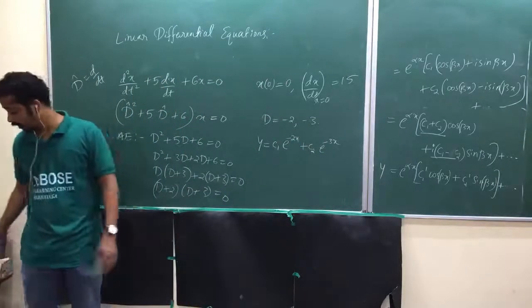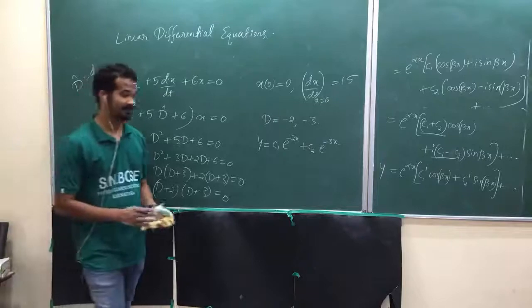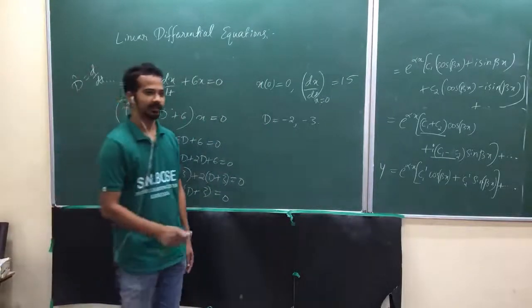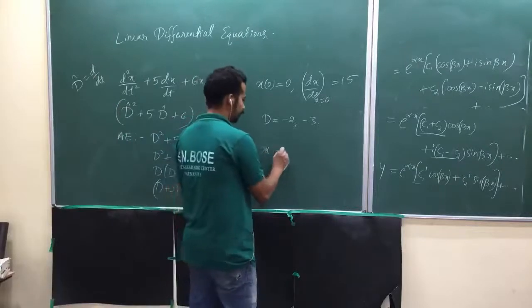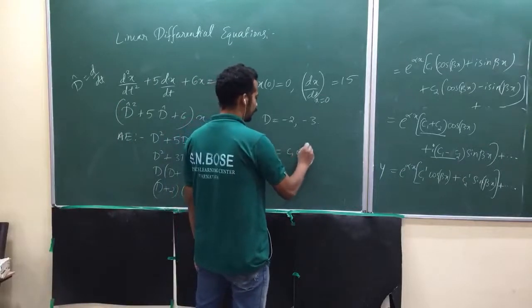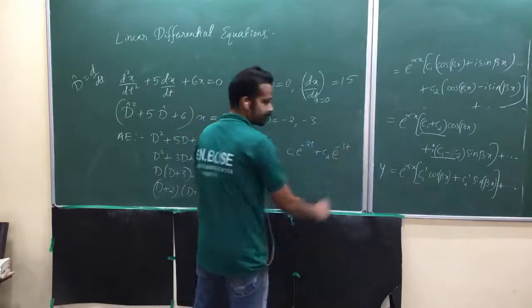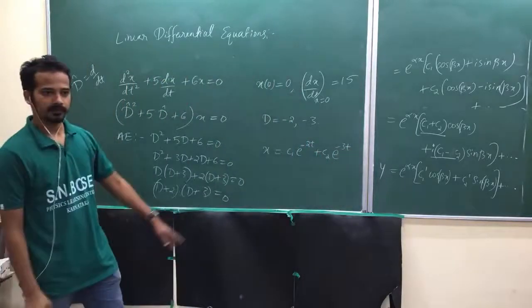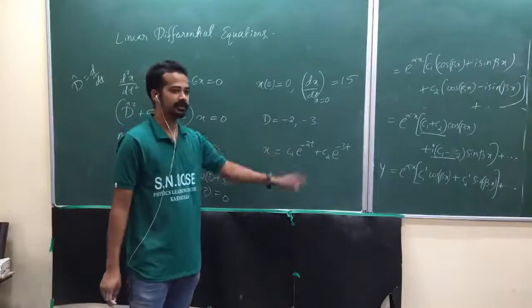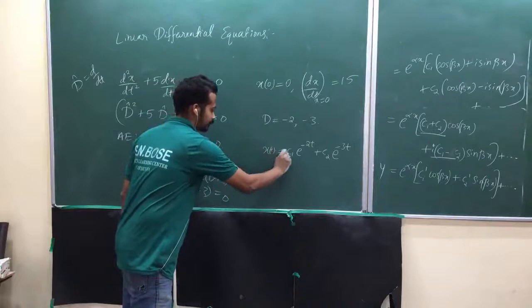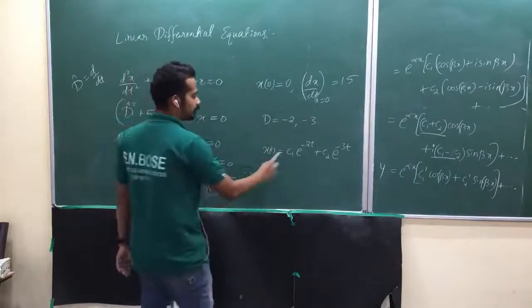Again, why have I written y, x? X is a function of t, isn't it? What is your solution? X is equal to C1 into e power minus 2t plus C2 into e power minus 3t. X is playing the role of y, t is playing the role of x. Be careful. Okay? Now again you have to find C1, C2.